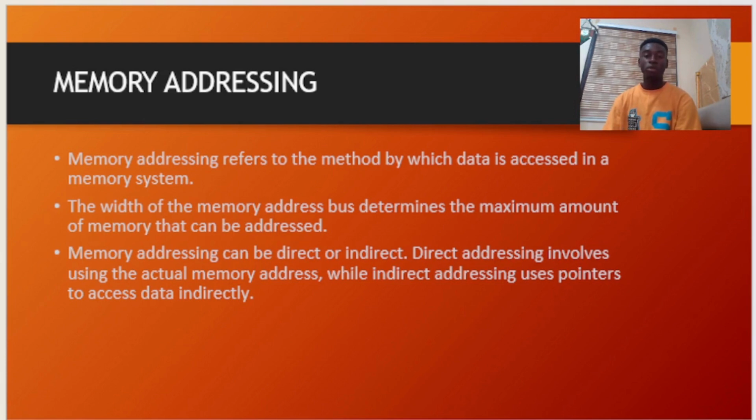Someone will be wondering what these pointers are. Pointers are simply data types that store memory addresses in a variable form.